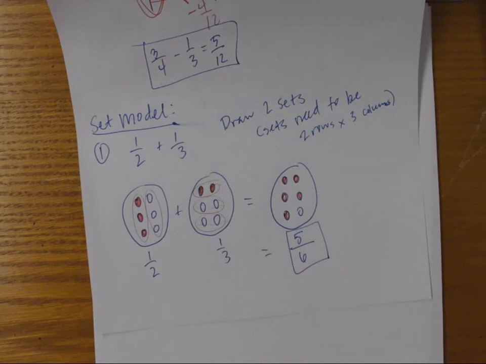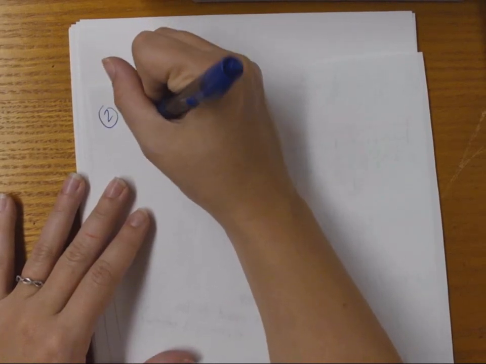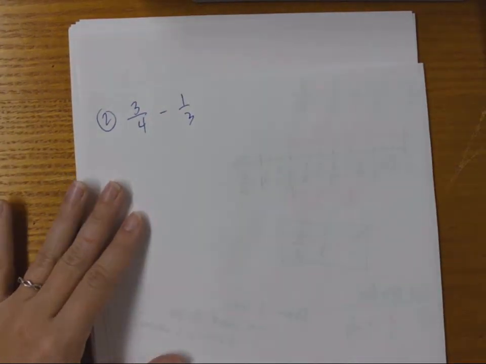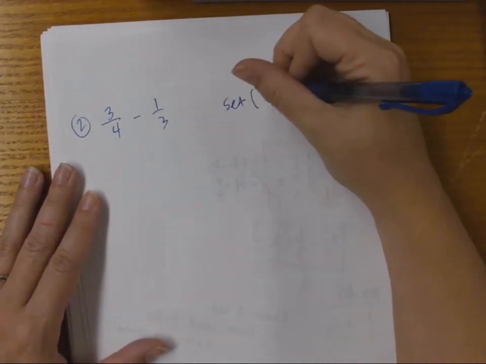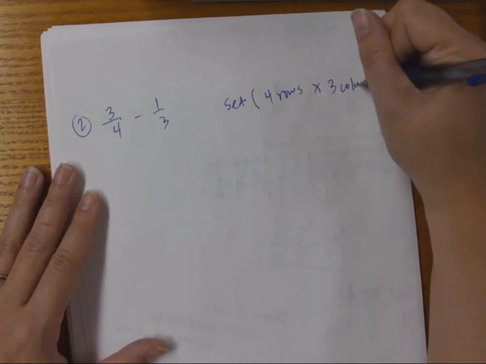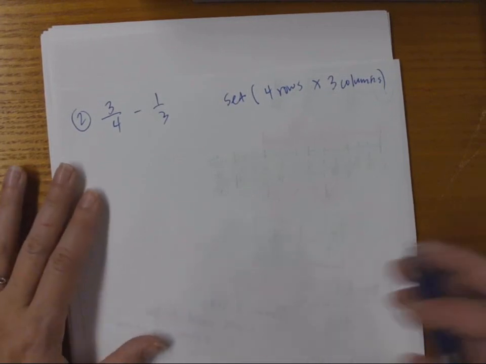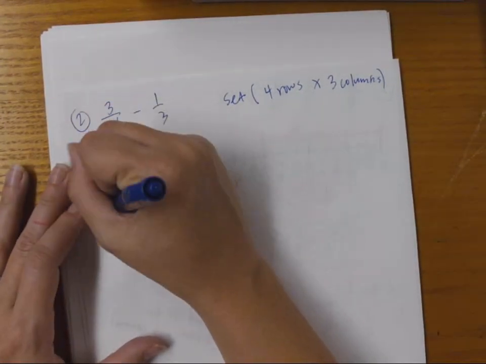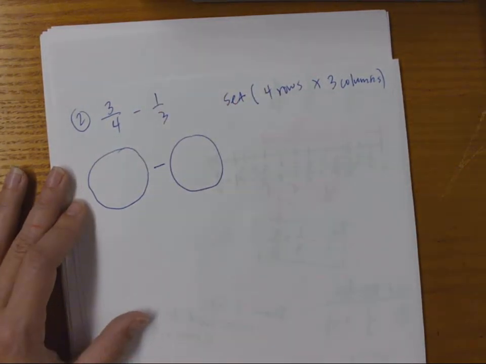Okay, so let's do the subtraction problem, 3/4 minus 1/3. In this case, I'm drawing 2 sets, but each set needs to be 4 rows or 4 columns by 3 rows or 3 columns, however you want to do it. So here's my set for 3/4. Here's my set for 1/3. I'm going to subtract them.